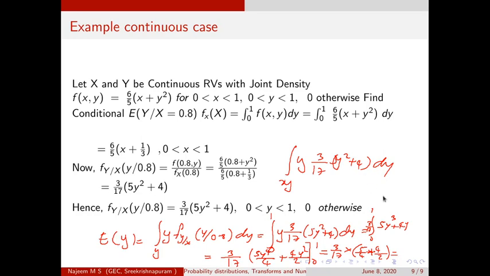So 3 by 17 into 13 by 4. This will be the value of the expectation of y, and the notation should not be just expectation of y like this; it should be expectation of y given x equal to 0.8. Okay, thanks, that's all for now.